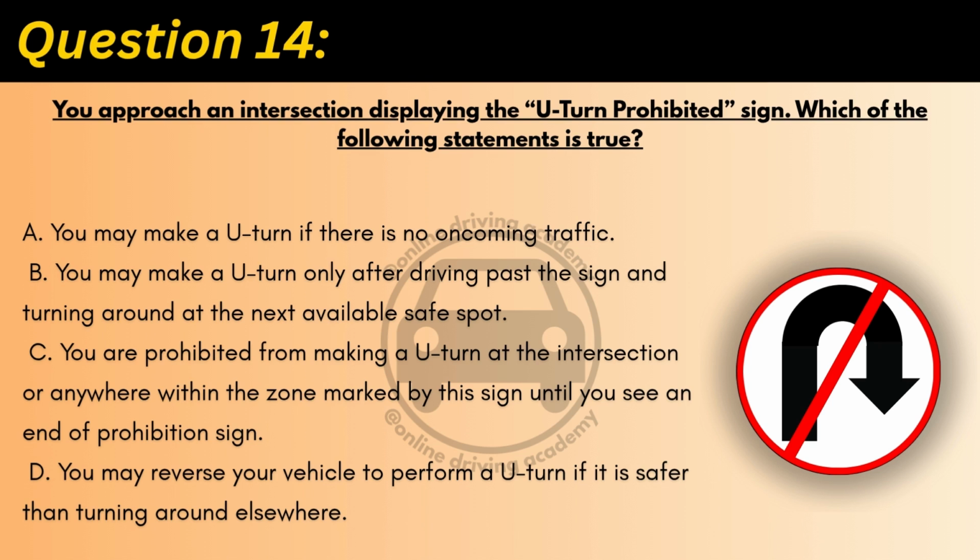Is it option B? You may make a U-turn only after driving past the sign and turning around at the next available safe spot. That's incorrect. Option C says you are prohibited from making a U-turn at the intersection or anywhere within the zone marked by the sign until you see an end of prohibition sign. That is correct. Because if you look at option D, it says you may reverse your vehicle to perform a U-turn. Now that again is incorrect and that is quite dangerous. So option C will be our only correct answer.